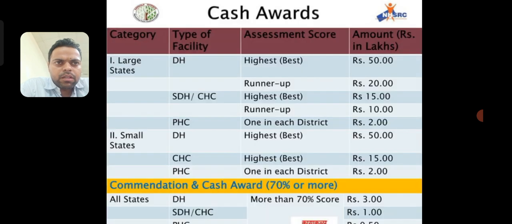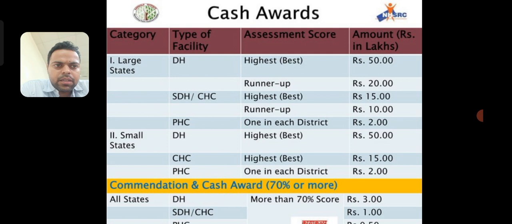So this is the cash award category. In large states, for the type of hospital district hospital, the highest is 50 lakh and the runner-up is 20 lakh, while for sub-district hospital or CHC the highest is 15 lakh and the runner-up is 10 lakh, while for PHC there is one in each district, 2 lakh. In small states, for district hospital the highest is rupees 50 lakh, and CHC highest is 15 lakh, and the highest PHC, one in each district, 2 lakh.